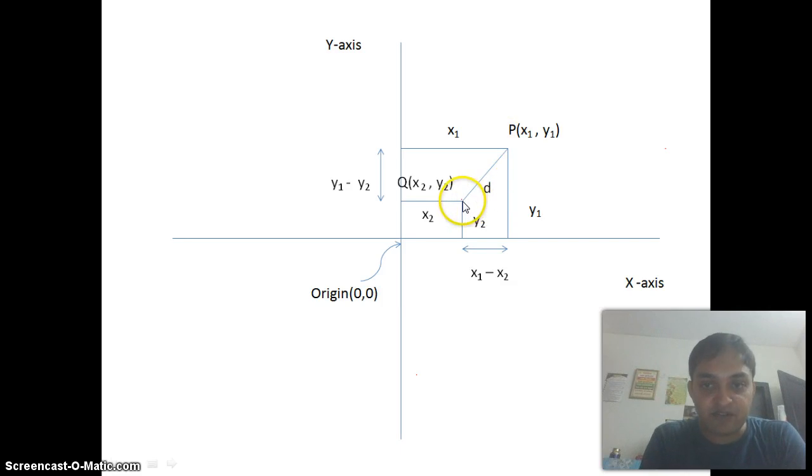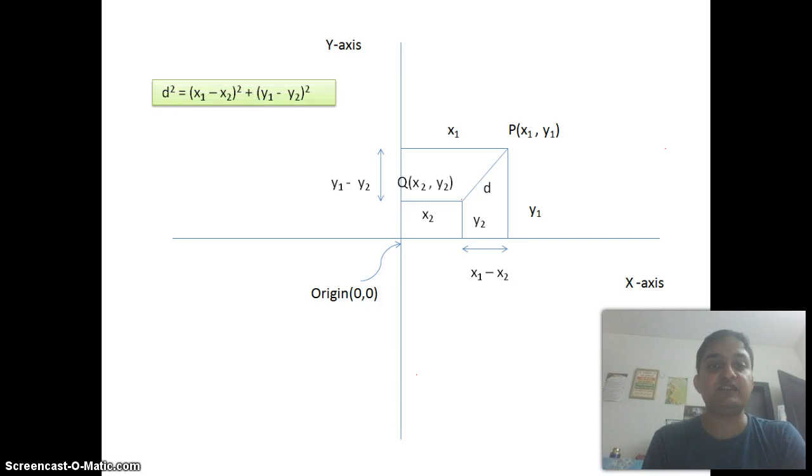Now if we observe carefully, base, height and hypotenuse are forming a right triangle. So D is the hypotenuse of a right triangle with base x1 minus x2 and height y1 minus y2. So similarly, applying Pythagoras theorem here also, we can obtain that D square is equal to (x1 minus x2) whole square plus (y1 minus y2) whole square. So here we can conclude that distance between 2 points D is given as square root of the sum of squares of differences of 2 points' x coordinates and y coordinates.